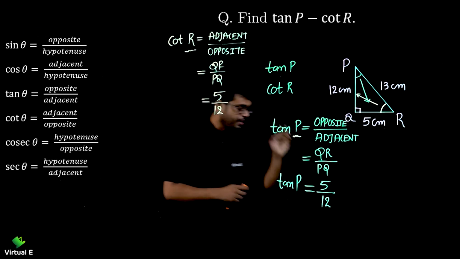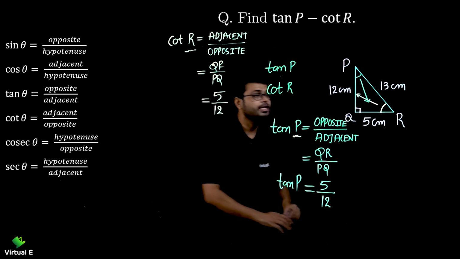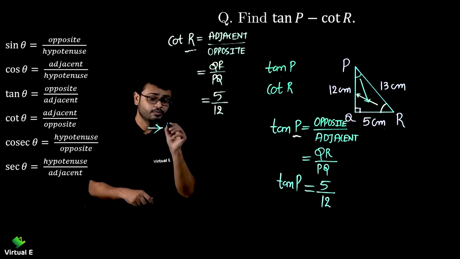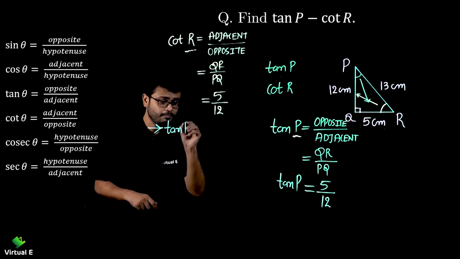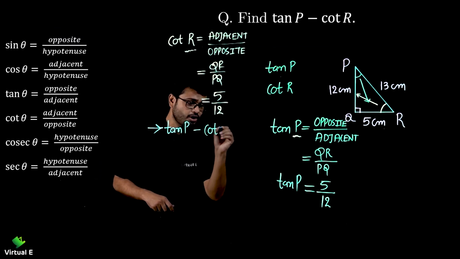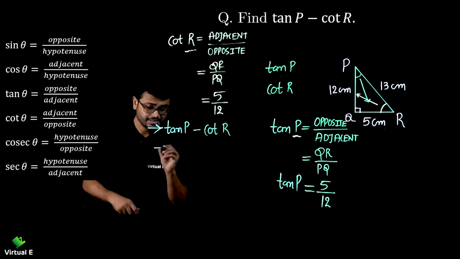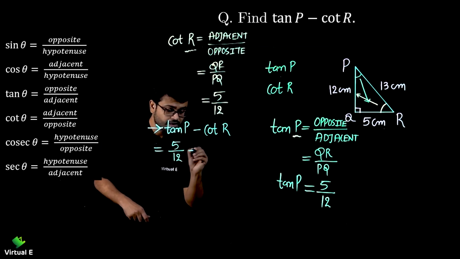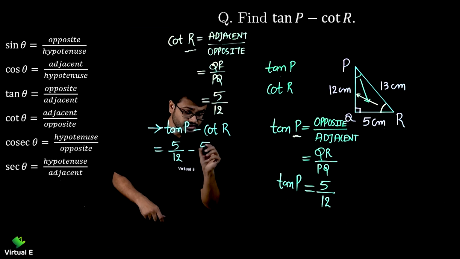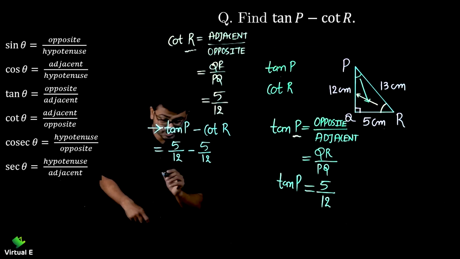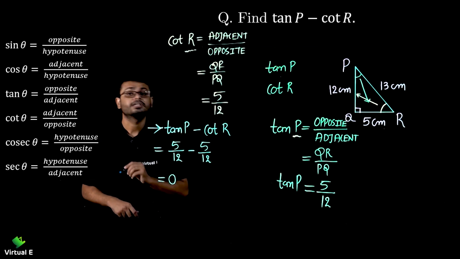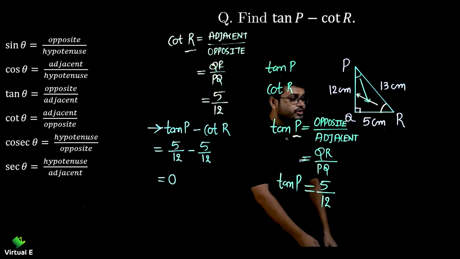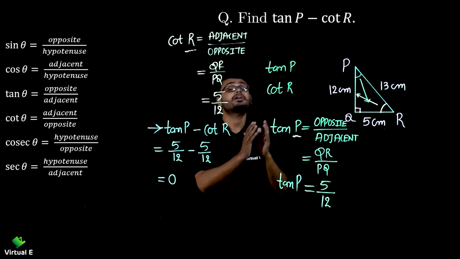Now we need to subtract. So let's subtract these two values and get the answer. What we need to find is tan P minus cot R. Let's substitute the value. Tan P is 5 by 12 minus cot R is also 5 by 12. So if you subtract, what are you going to get? 0 is the answer. Now let's recall this step. Very straightforward question is given, tan P minus cot R.